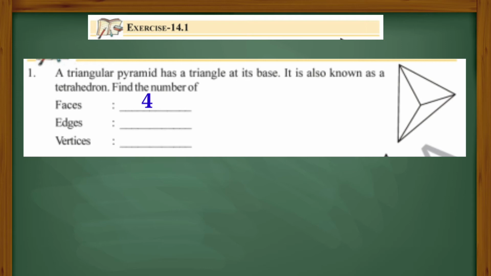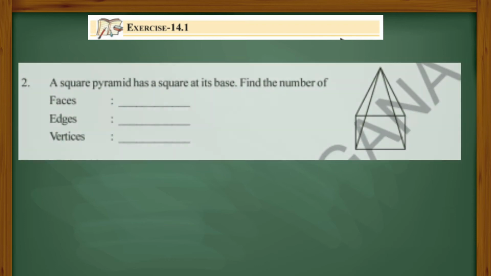Now what about the edges? How many edges are there? Yes, you are right. 6 edges are there. Then identify the vertices. How many vertices? Yes, only 4 vertices are there. Now look at problem number 2. A square pyramid has a square at its base. Find the number of faces, edges, vertices.